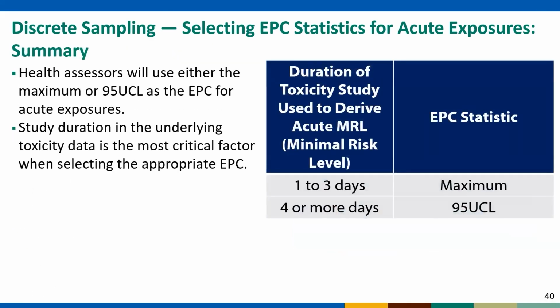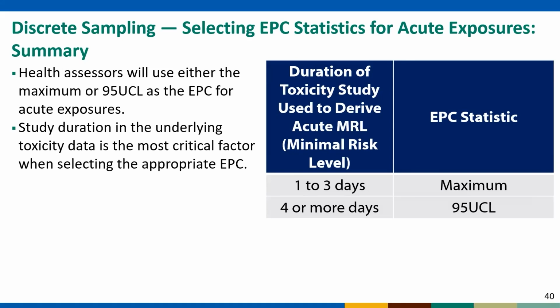For selecting EPC statistics for acute exposure, the bottom line is that whether you use an acute value or some sort of average value for your EPC, it's going to be guided not only by human behavior, but also by the toxicology and the science for the contaminant.